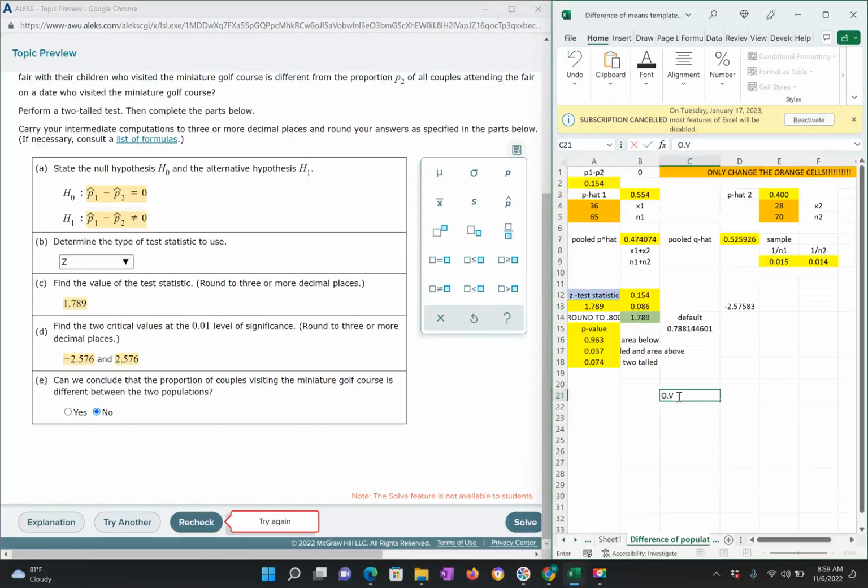So observed value, I literally read it backwards, is 1.789. The critical value, which is your value that you just looked up, CV, that is definitely 2.576. So if the OV is greater than the CV, which it's not, right? In this case, we are less than. If the OV is greater than the CV, we're going to reject the null. So in this case, we're going to fail to reject the null.